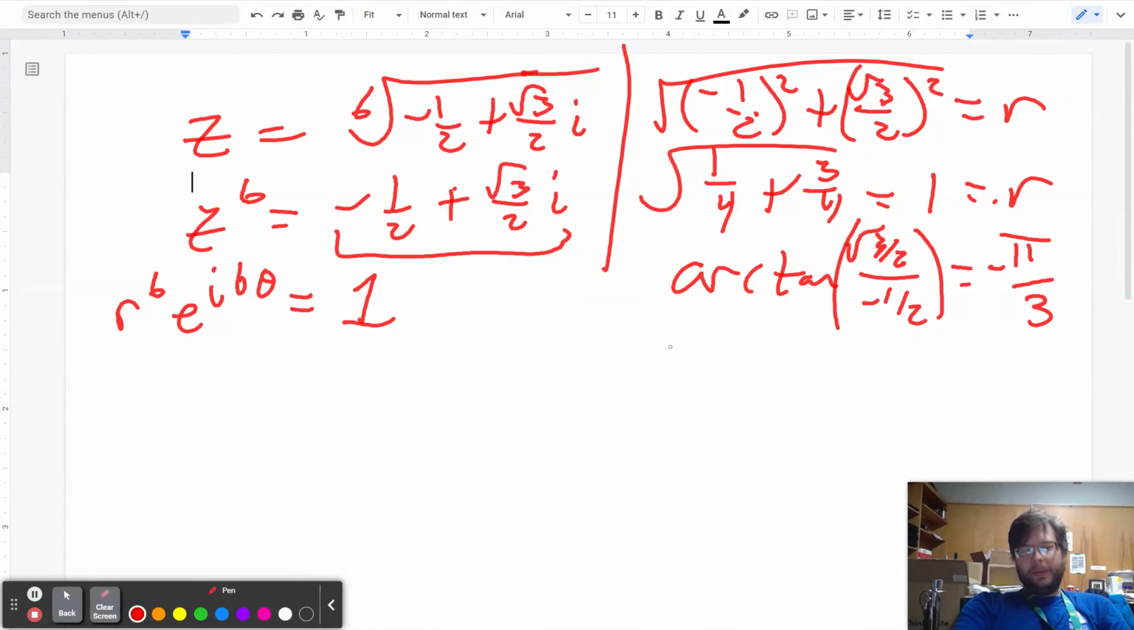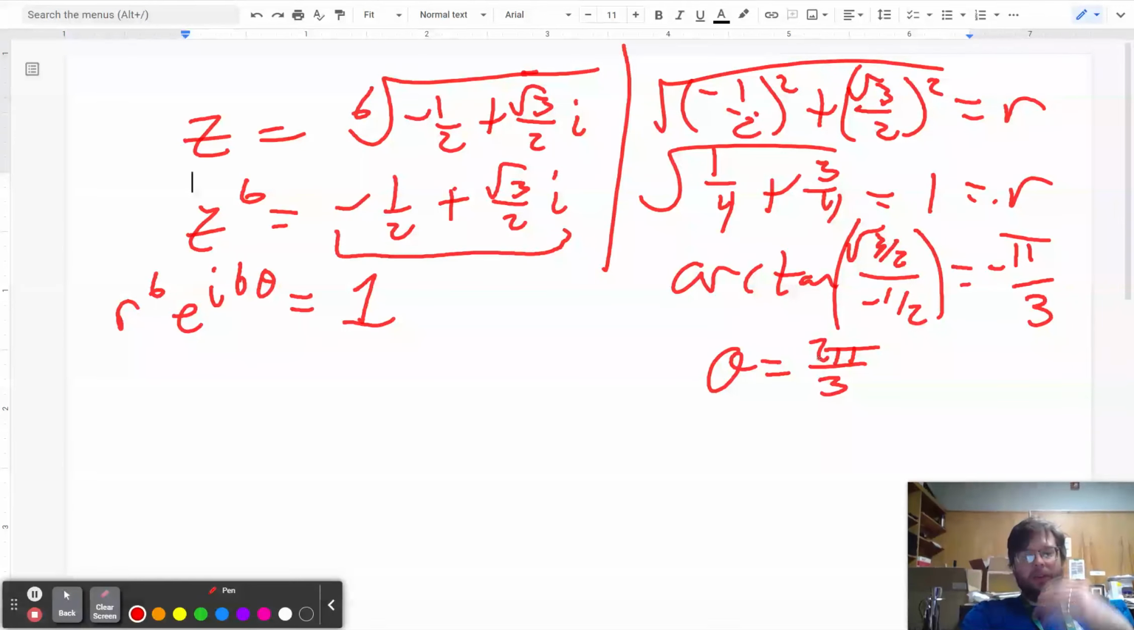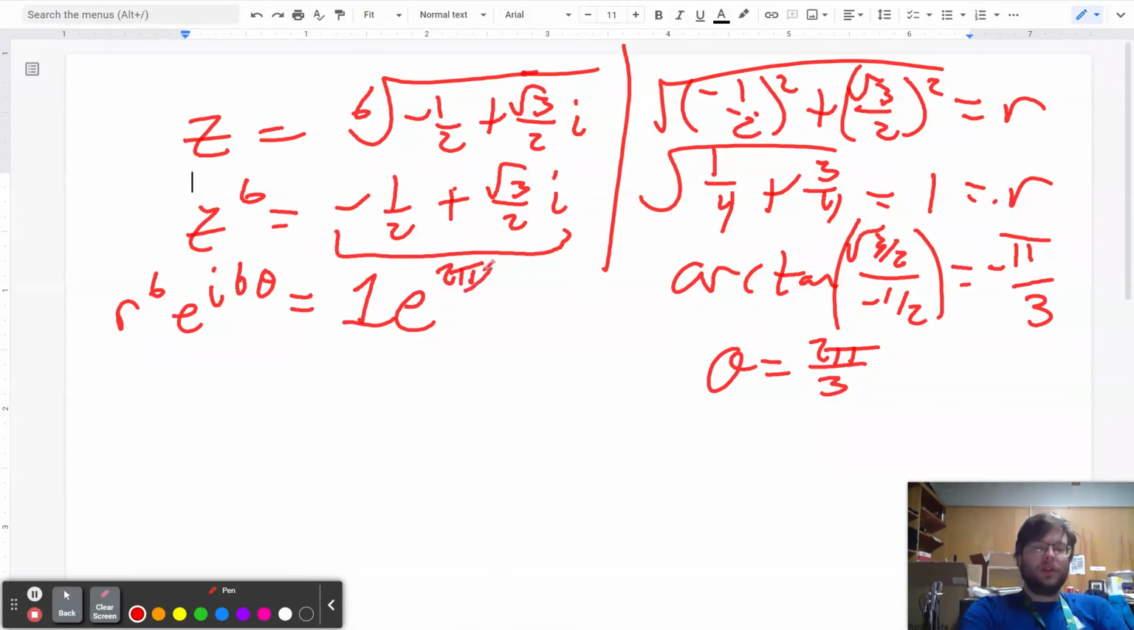But the actual answer you want is in quadrant 2. So you add pi to that and you get the real theta we care about, which is 2 pi over 3. I just added 3 pi over 3 to the thing. So now I have 1 e to the 2 pi over 3 times i.